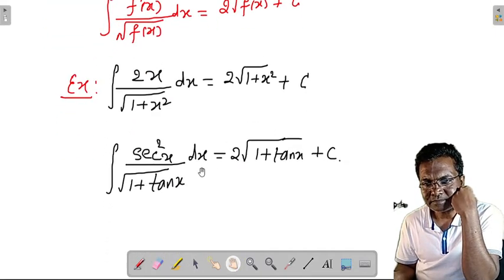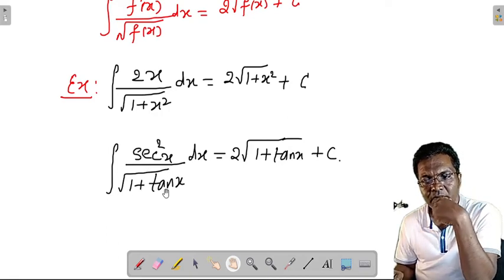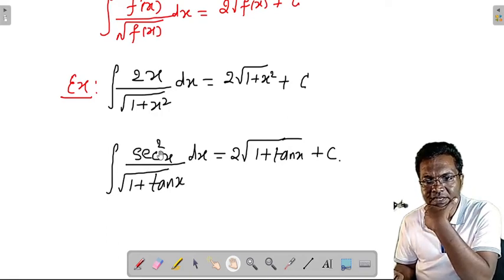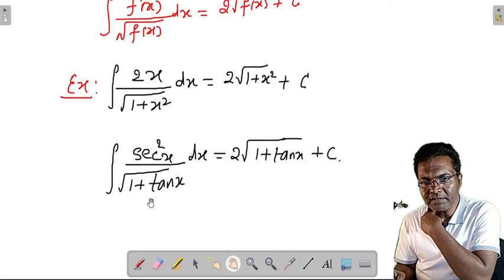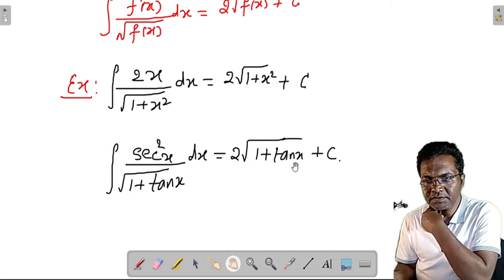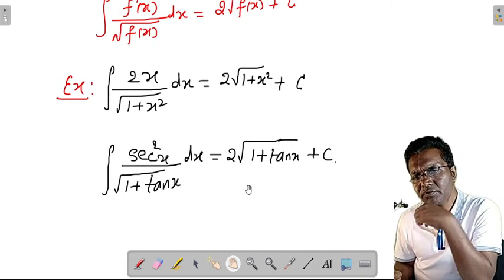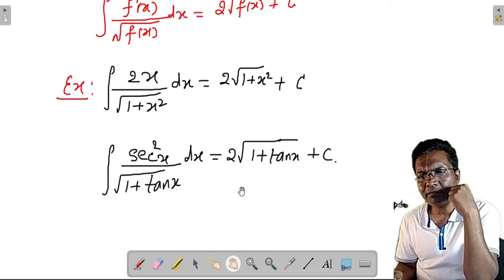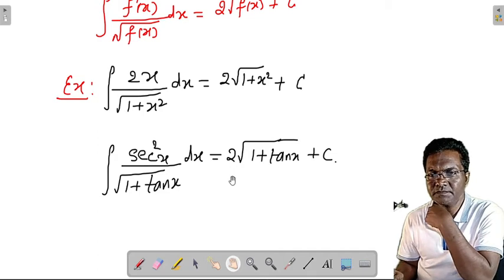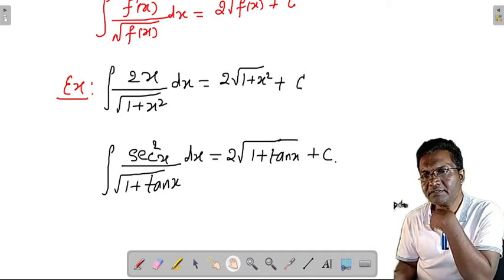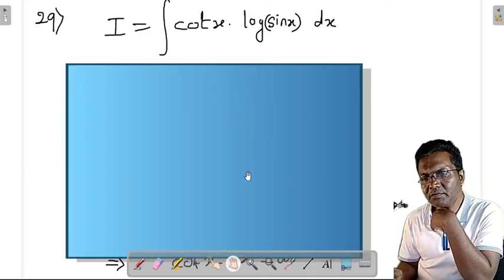Similarly, look here, sec square by under root 1 plus tan x. The derivative of tan x is secant square. So you can directly write it as 2 times square root of the denominator. Okay, so please remember this. This will help you a lot in solving differential equations. Okay. Next. Here is one more question.